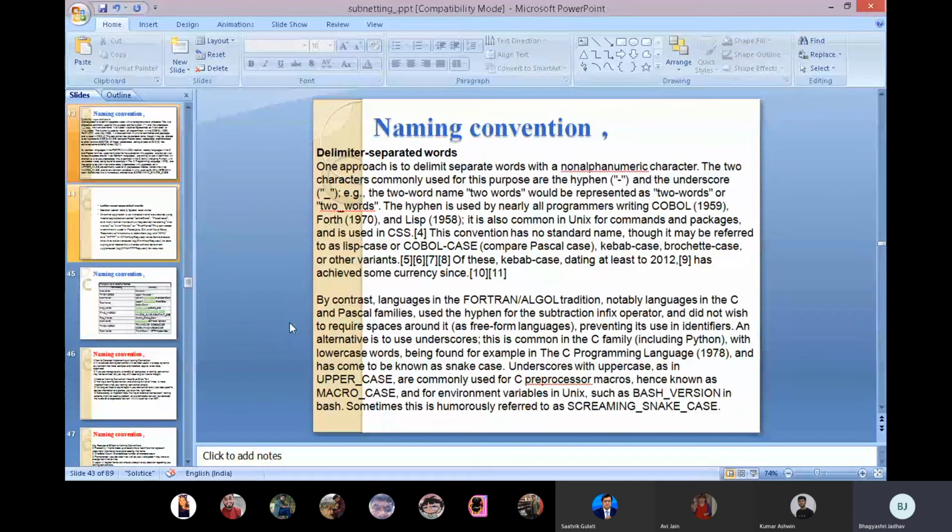Underscores with uppercase, as in UPPER_UNDERSCORE_CASE, are commonly used for C preprocessor macros, hence known as macro case, and for environment variables in Unix, such as BASH_VERSION in bash. Sometimes this is humorously referred to as screaming snake case. This is about delimiter separated words.